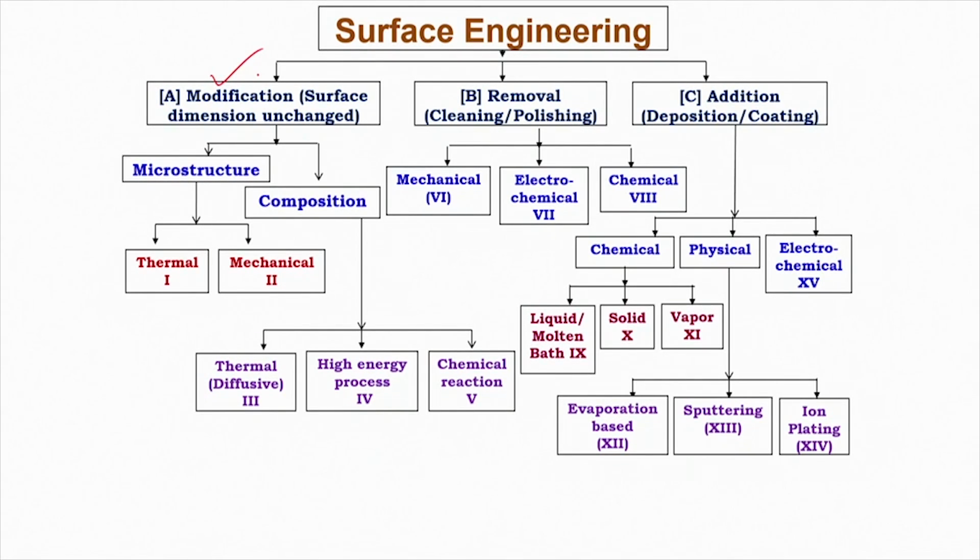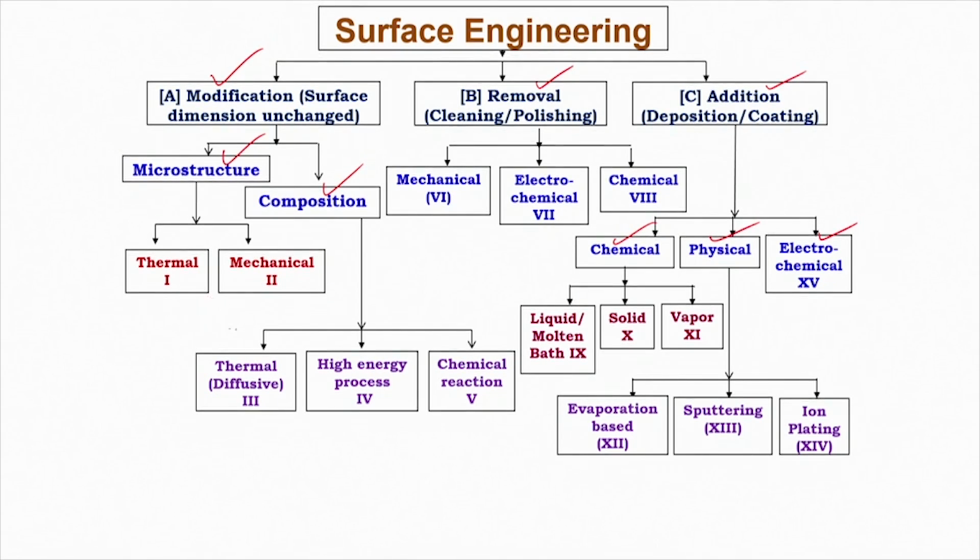The modification is only changing the surface microstructure or composition without change in dimension. Or it can be removal based, where we do cleaning, polishing, grinding and so on. Or we do addition, which could be through the chemical method, physical method or electrochemical method. So more or less, all of these can be a physical type or chemical type, where we are not changing the composition or where we are changing the composition.